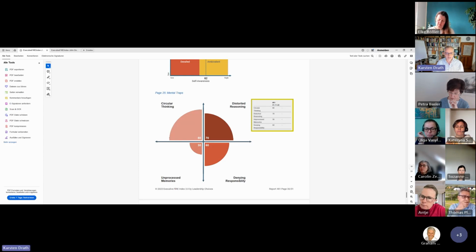What we also see in terms of unprocessed memories is that there's not that much, right? There's no big trauma, maybe buried in their past, at least not that the person is aware of. This mental trap is about whether there are elements in my biography that create hot feelings inside of me, in the sense of anger, being ashamed, being upset, that kind of thing. And then lastly, there is circular thinking, and we see this person is a pro in circular thinking, 80 out of 100.